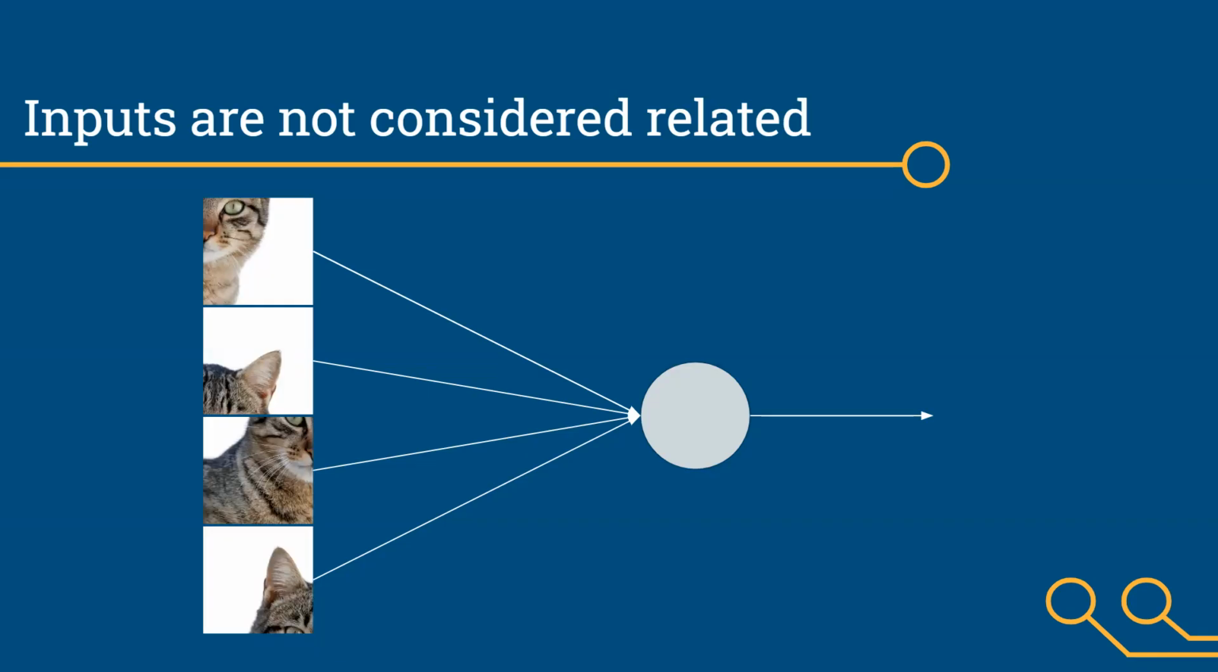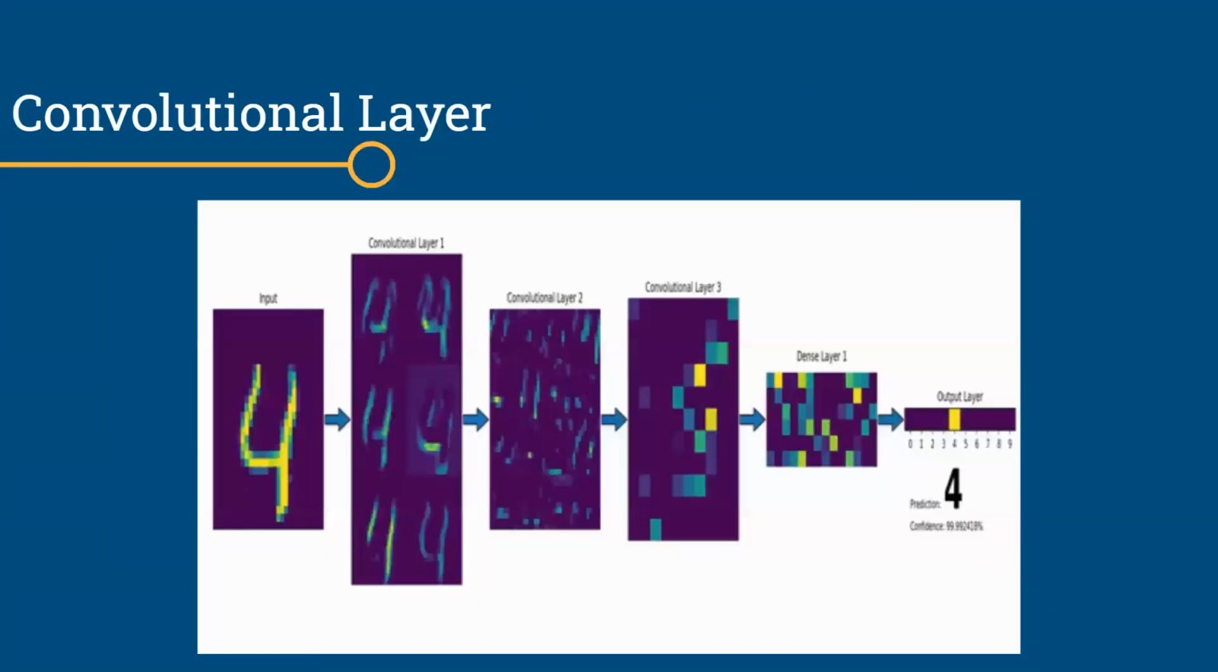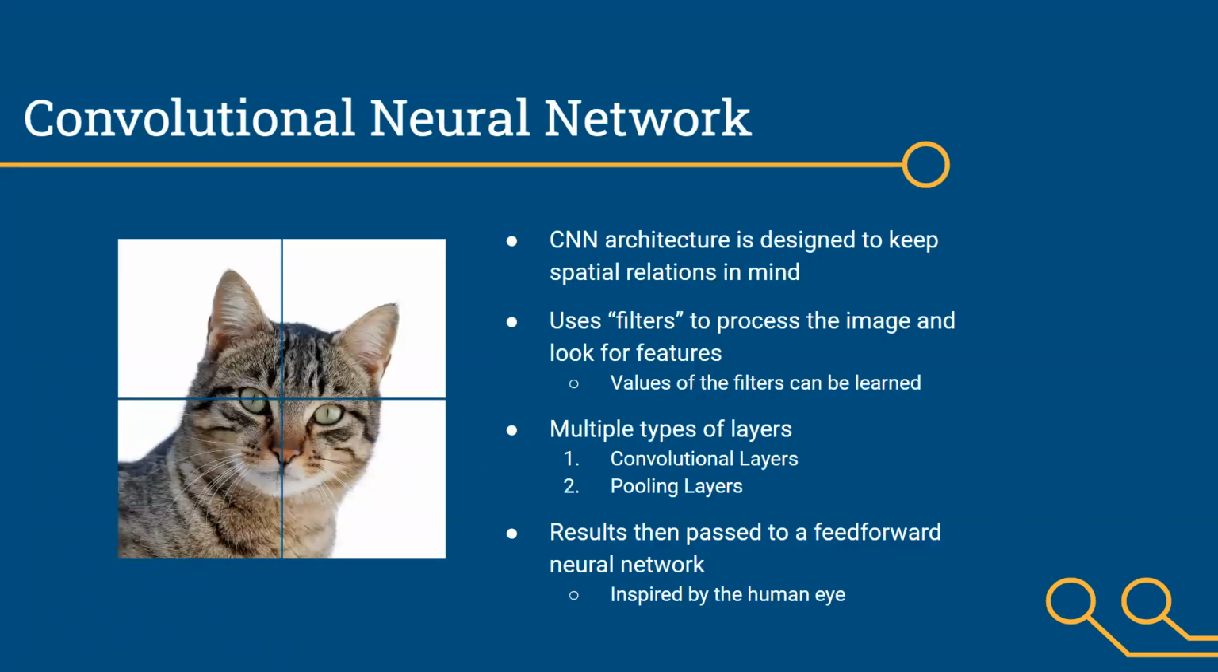So we need to improve our system, which means, there we go. Oh, that took a while. Let's go this way. Perfect. So what we need is a convolutional neural network. The convolutional neural network is a system that was designed specifically with the focus of processing images.